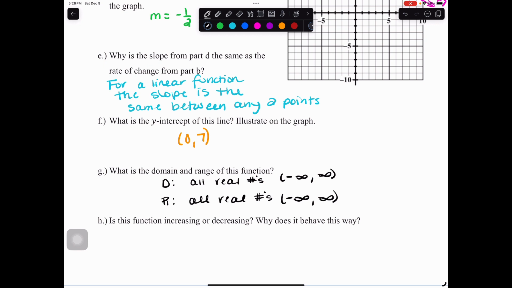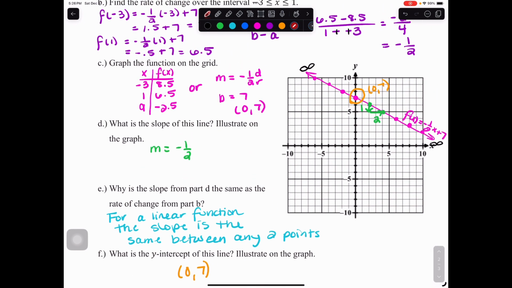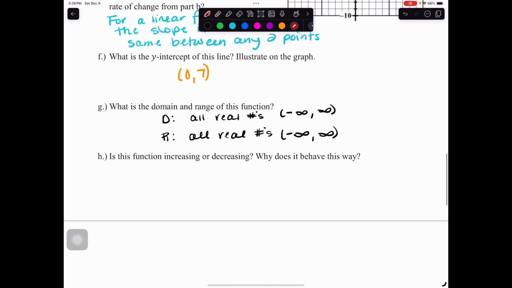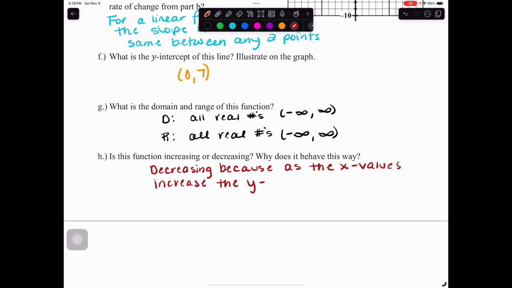And then lastly, is this function increasing or decreasing, and why does it behave this way? If we read it from left to right, when we hit that line, we're going downhill. As the x values are going up, my y values are coming down. So this function is decreasing. And that's because as the x values increase, the y values decrease.